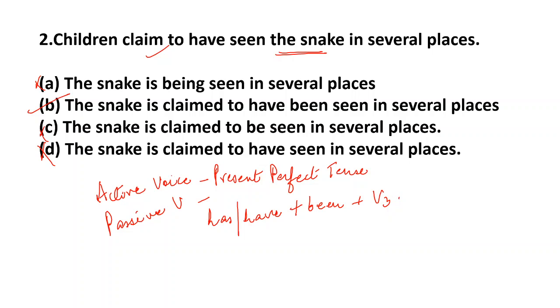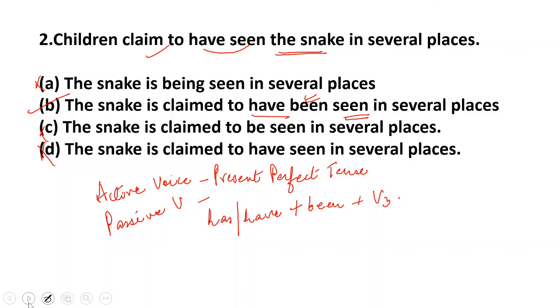So here you see, the snake is claimed to have been seen. Now have is there as it is. The only thing is you have to add been. Have been, and seen is the third form of the verb. The snake is claimed to have been seen. So whenever you find a perfect tense, present perfect tense, you add have been seen, and this is the correct answer.